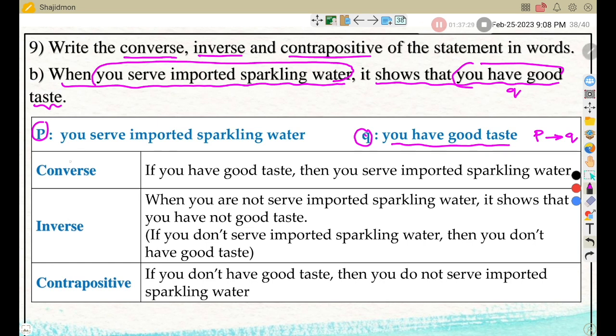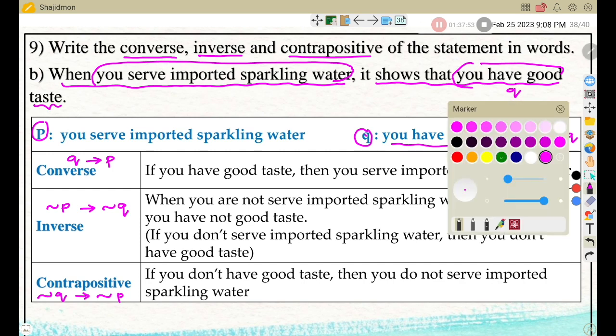So first you need to write the converse. Converse means Q implies P. Inverse means negation of P implies negation of Q. Contrapositive means negation of Q implies negation of P. Okay, we need to write all these in English. P and Q are already identified. When you serve imported sparkling water, that is P, and you have good taste, that is Q. So we can go one by one.